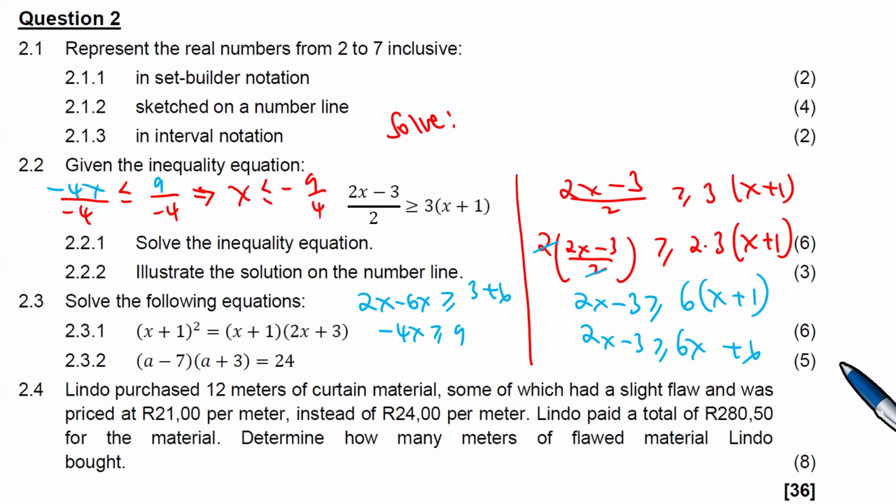I'm lost. Where did you get the 2.3 from? We took this 2, the LCD, the lowest common denominator. It is 2. Then we multiply both sides by the 2, the left by the 2 and the right by the 2. But here you said 2.3. Yeah, it's like 2 times 3.